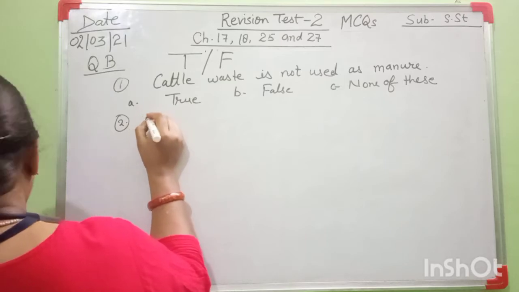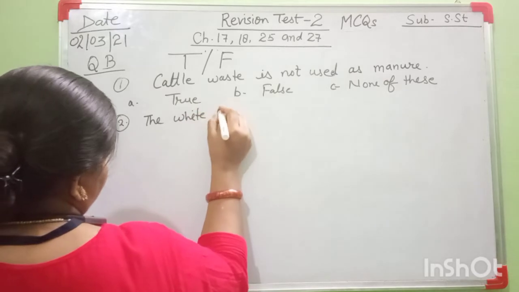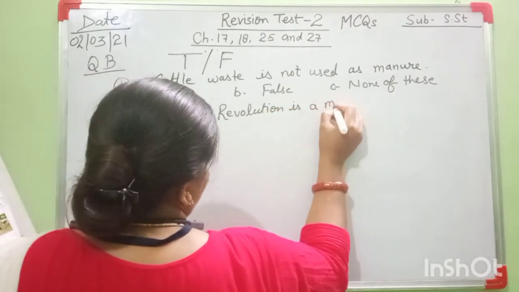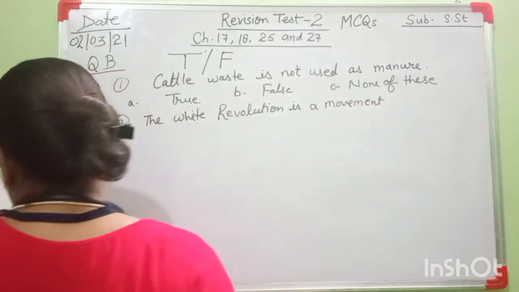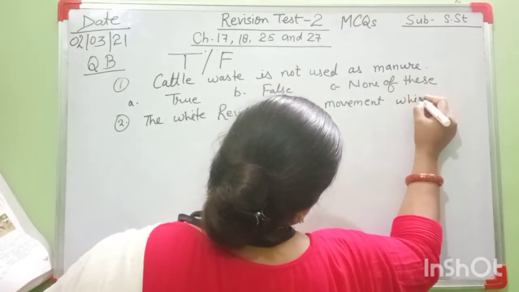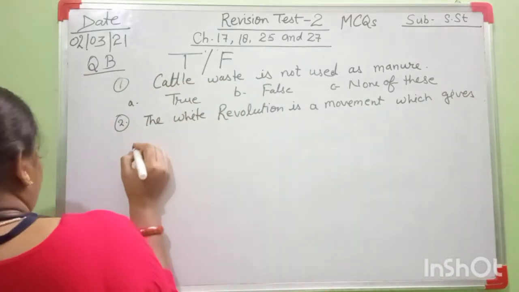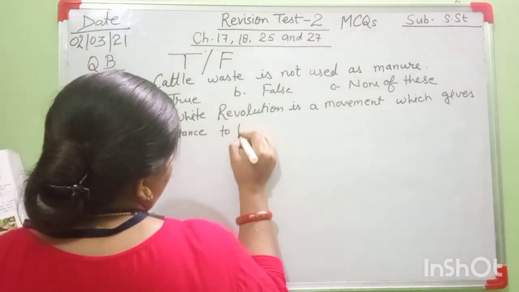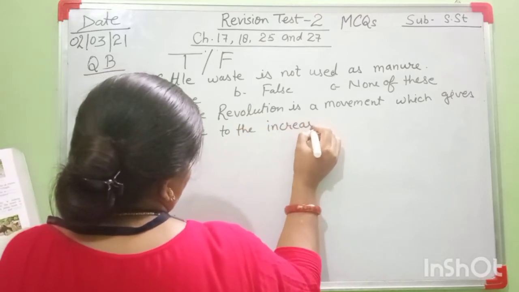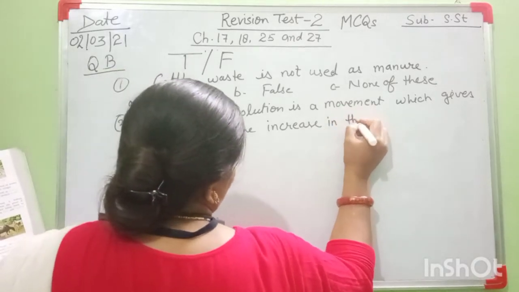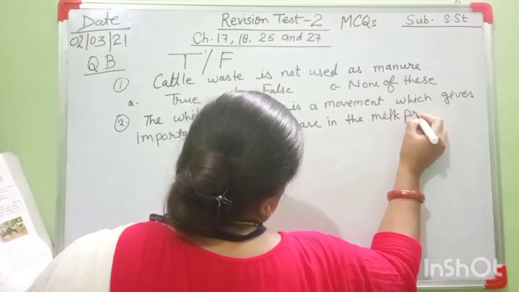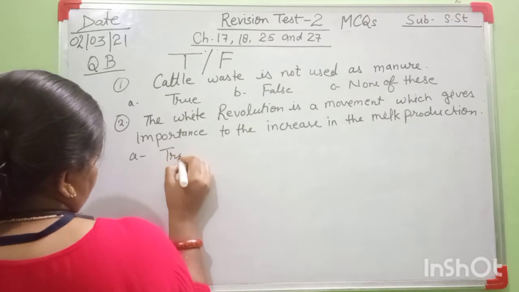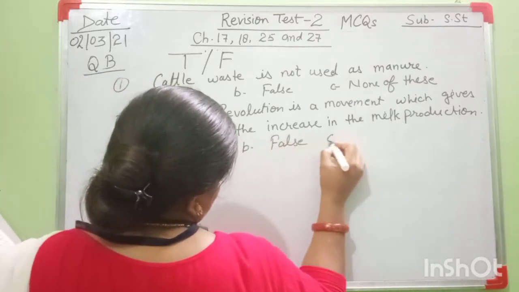Next question: the white revolution is a movement which gives importance to the increase in milk production. A true, B false, C none of these.